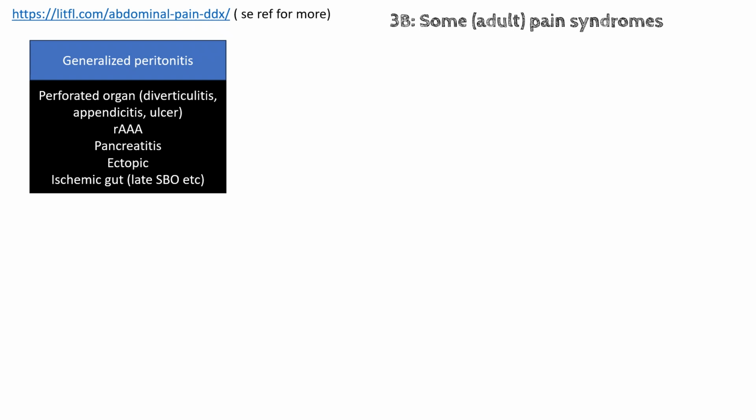So, for instance, the generalized peritonitis, the patient who has it hurts everywhere, and they're rebound tender and all. Usually they have a perforated organ. They may sometimes have a ruptured aortic aneurysm. Usually they're more shocky than generalized peritonitis. But yeah, pancreatitis, severe pancreatitis, ectopic pregnancies as well. They may be more shocky as well, but localized lower abdominal peritonitis is definitely something that you may see, or rebound tenderness and so on. And ischemic gut.